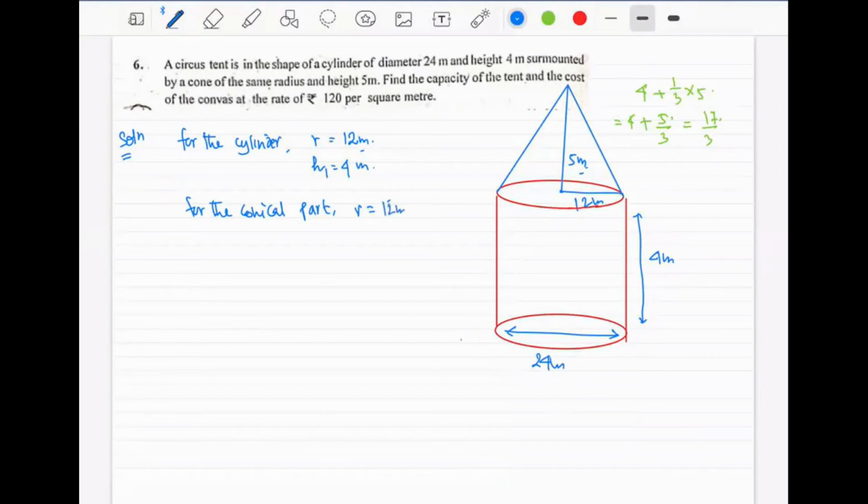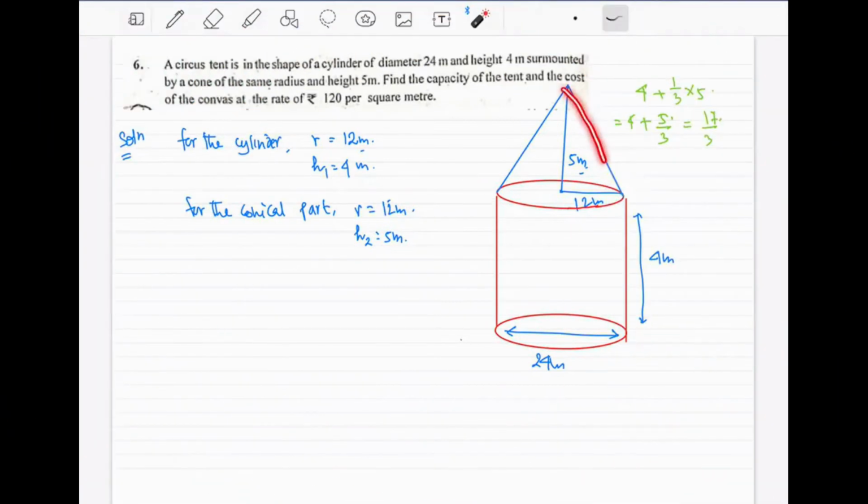Conical part R is 12 meter. The height is 5 meter. And we need one more thing. We need the slant height also. We need this portion right here, this part right here. So we need to find it out. Slant height is represented by L, and the formula will be root of R square plus H2 square.